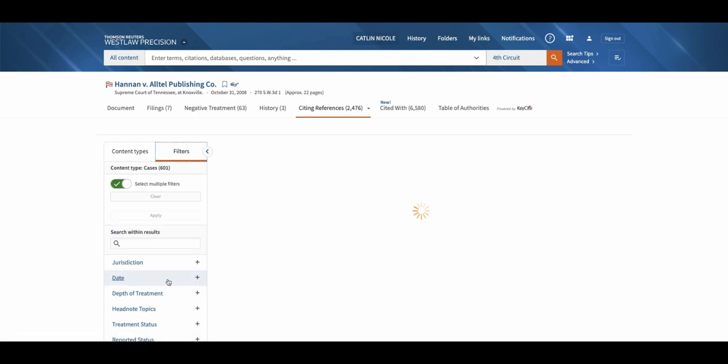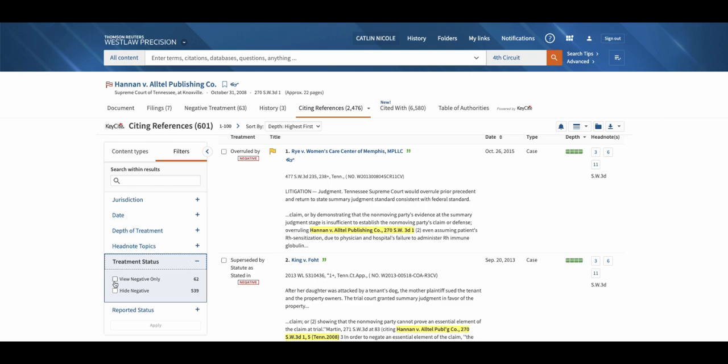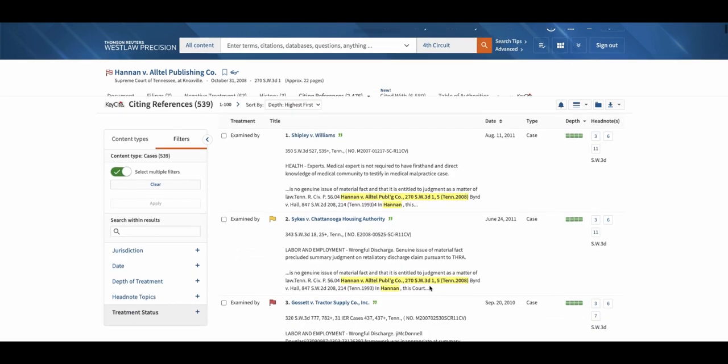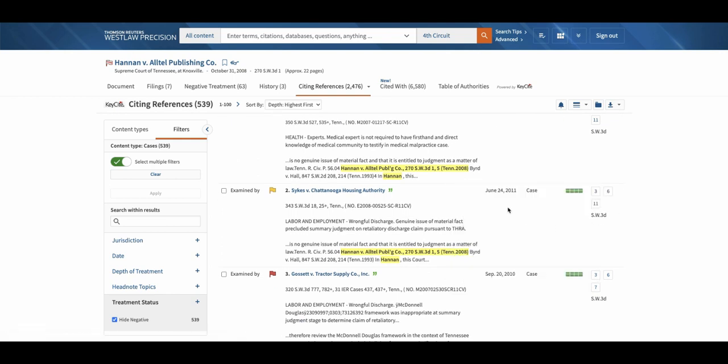Again, you'll want to look also at citing references to see how other cases treated Hannah. If we hide the negative cases, we find cases that have examined or discussed Hannah. However, these were all mostly before Rye v. Women's Care overruled that part of our case, so we'd still want to be careful about citing to it.